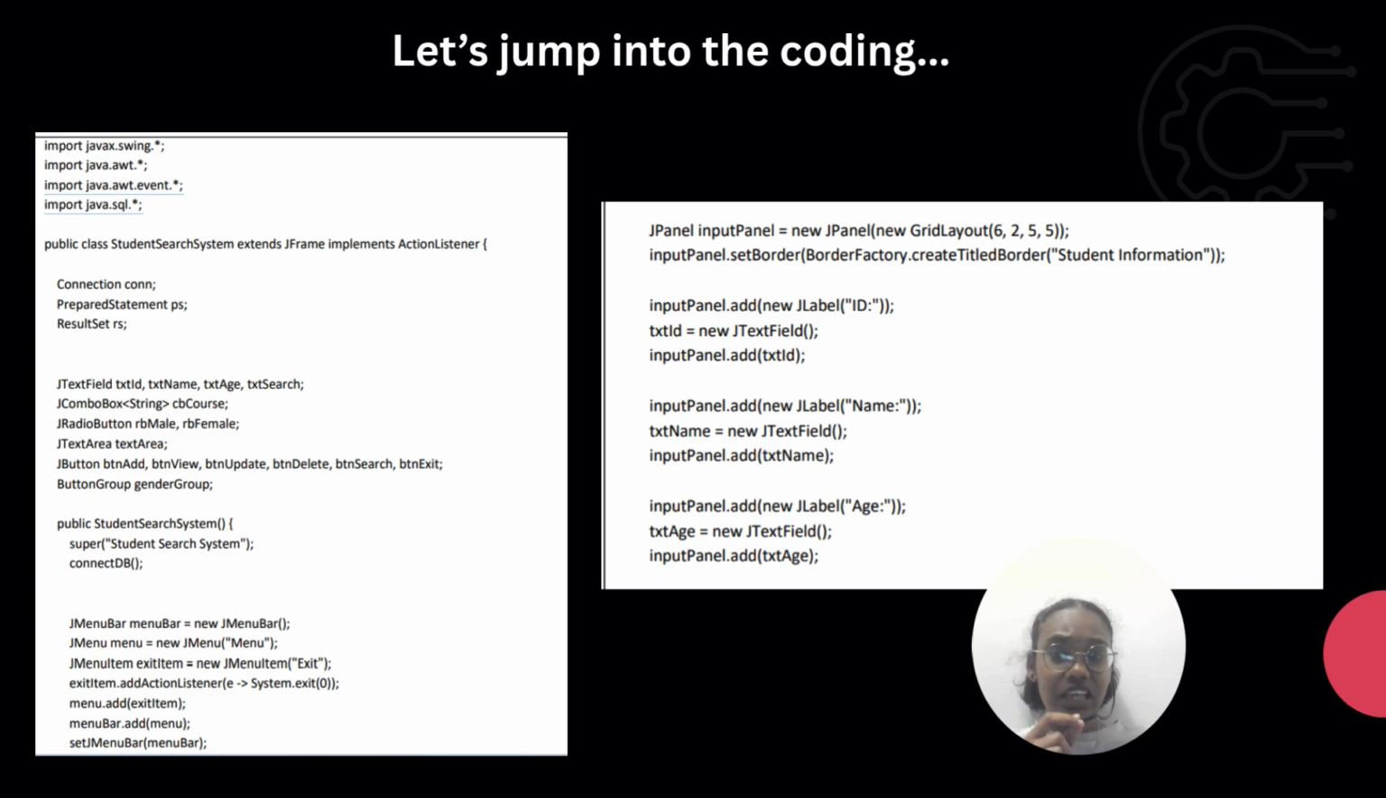On the right side, you can see how we design the input panel using the JPanel with the grid layout. We add labels and input fields for student ID, name, and age. This panel is where the user will enter the student information. This is the foundation of the application's GUI and database interaction, which allows us to add, view, update, and delete student records.